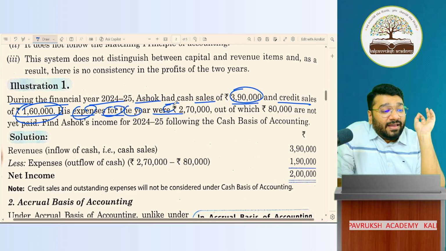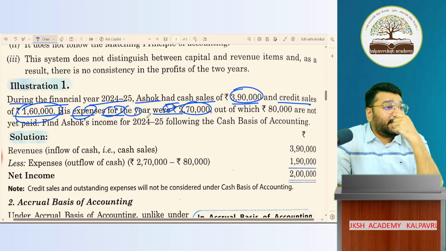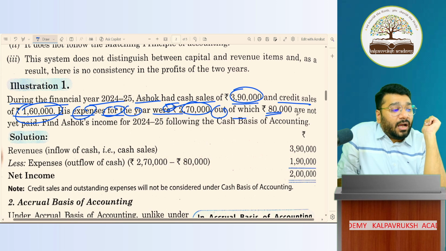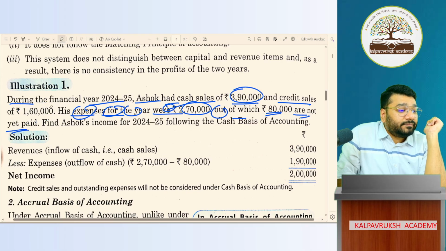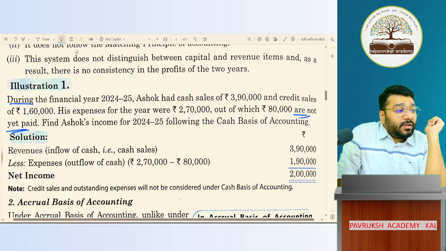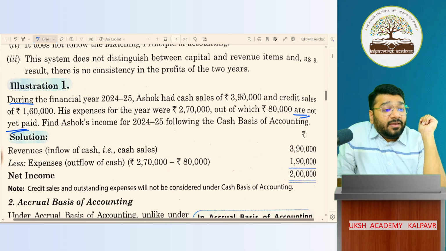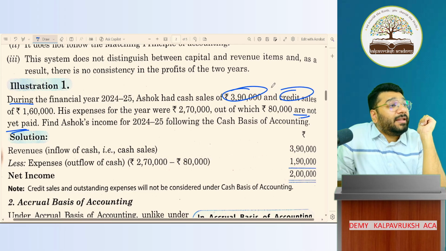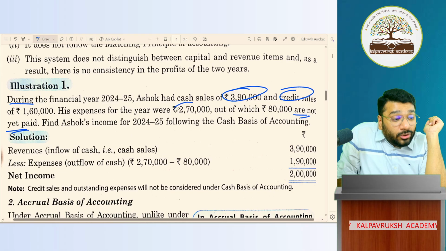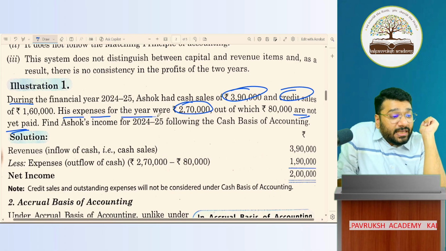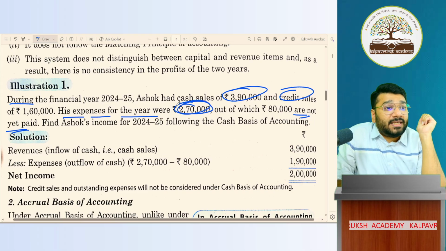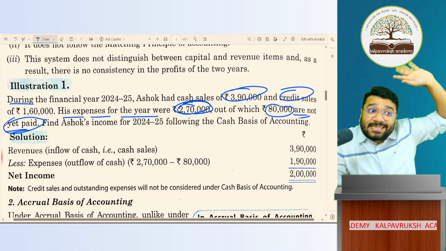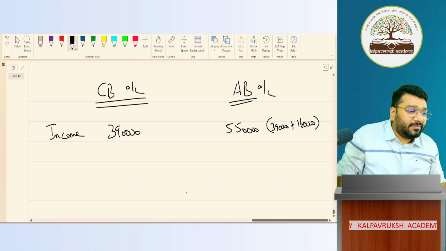Expenses for the year were 270. Expenses for the year 270, out of which 80,000 are not yet paid. Look at the first line. They gave cash sales separately, credit sales separately. But this time, expenses separately they have not given. Total expenses they've given. His expenses for the year is 270, total expenses. In that, 80 yet to be paid, not yet paid. Upon balances paid.